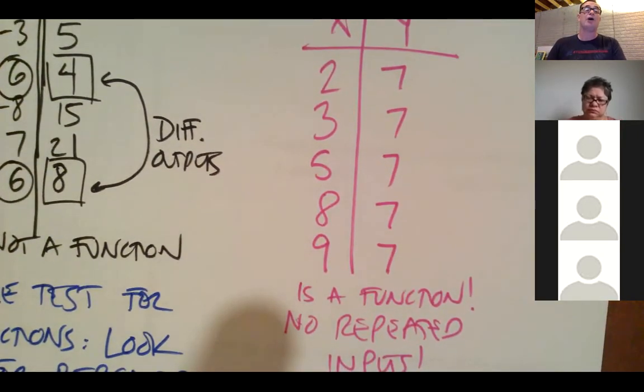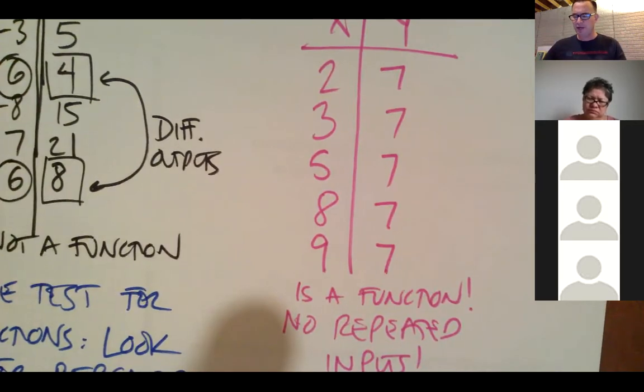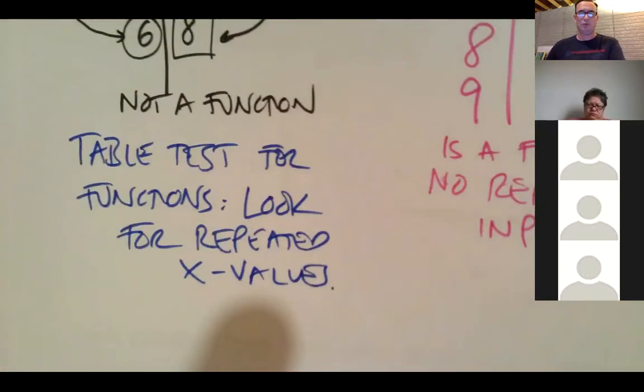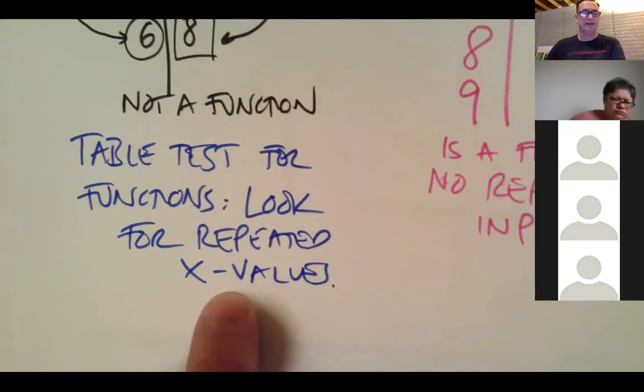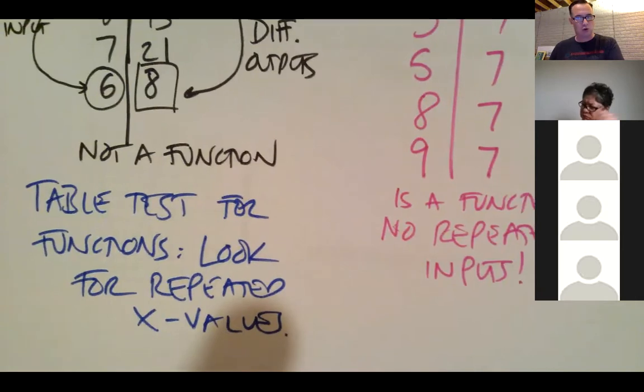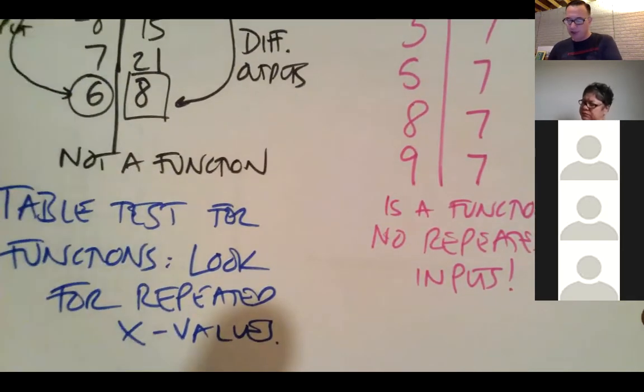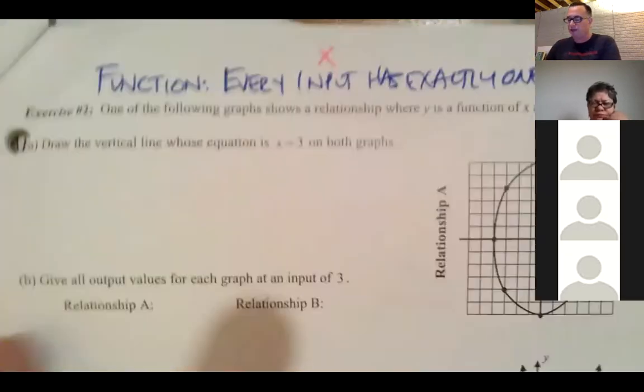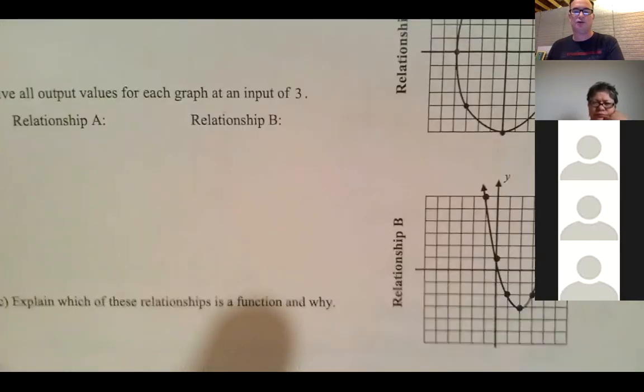Now, here's what I want to do. This is with the table. And again, we're just looking for repeated x values if it's a table test. What I want to do now is talk about how that works with a graph. So I'm going to go back to the page that we actually had stuff written down on. We're going to start working with this one for a minute, because we have two graphs over here.